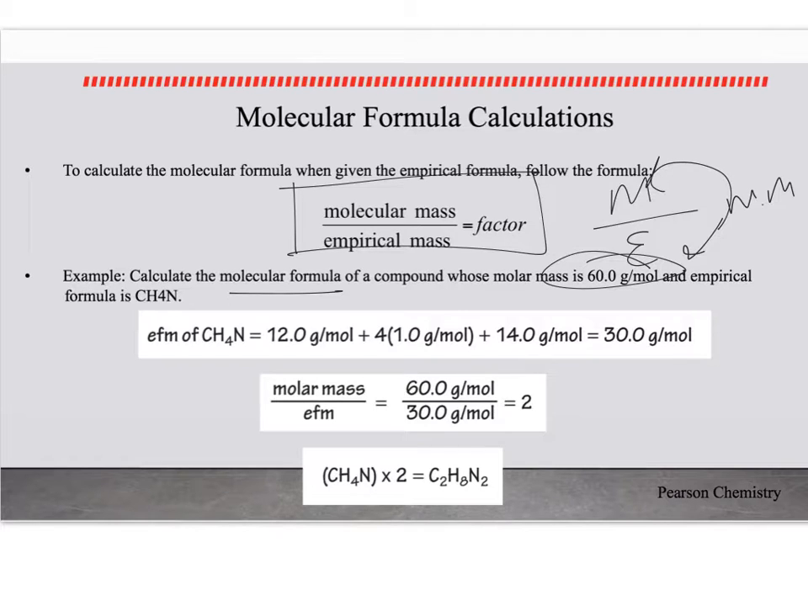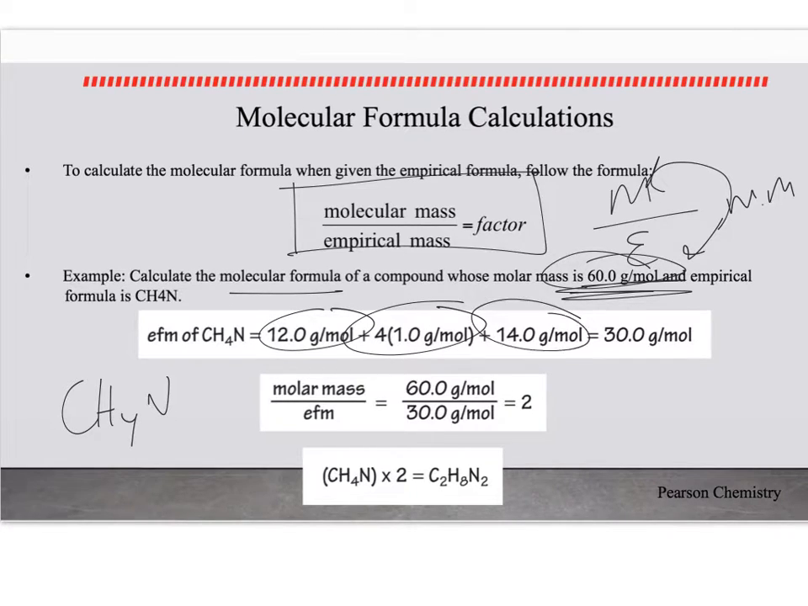Then you have CH4N, so this is your empirical formula. We have the molecular mass here, so we need to calculate the empirical mass. That is your molar mass. So we have 1 carbon plus 4 hydrogens plus the mass of 1 nitrogen. You should total a mass of 30 grams per mole. Remember, this is the effective formula mass, or the empirical formula mass.